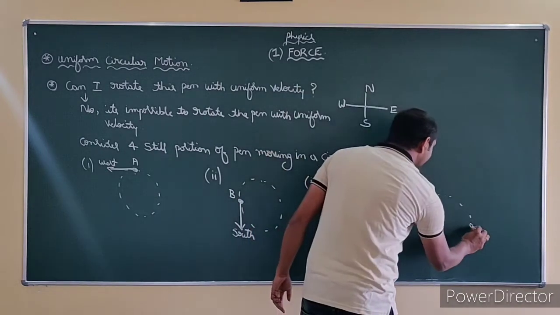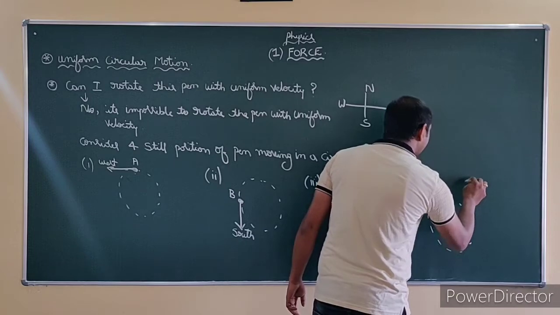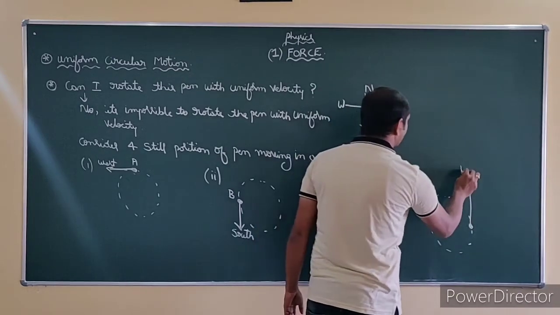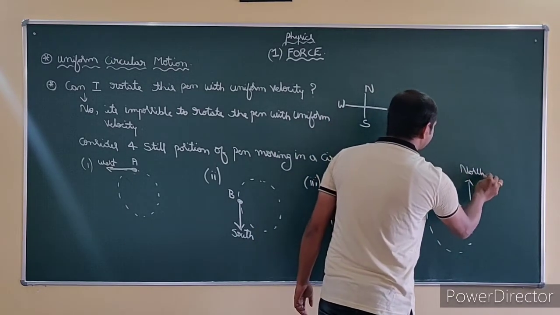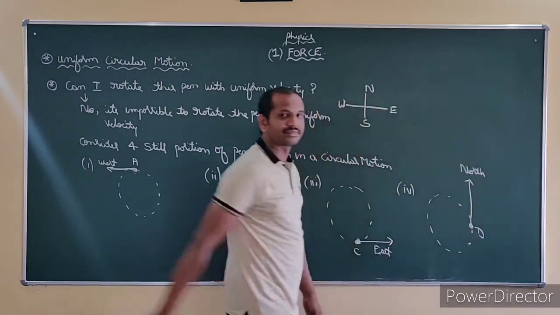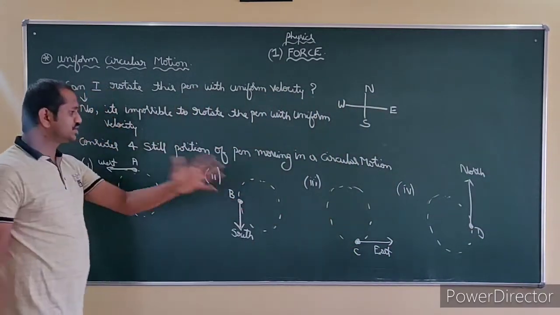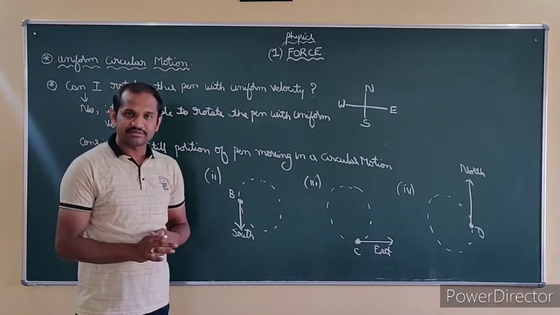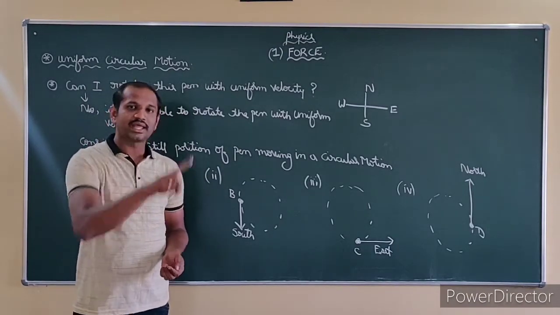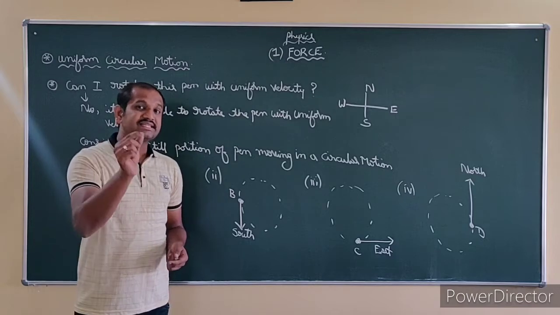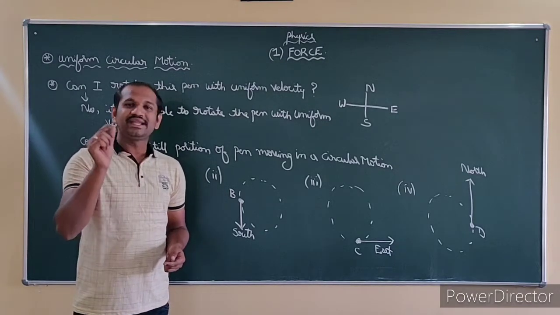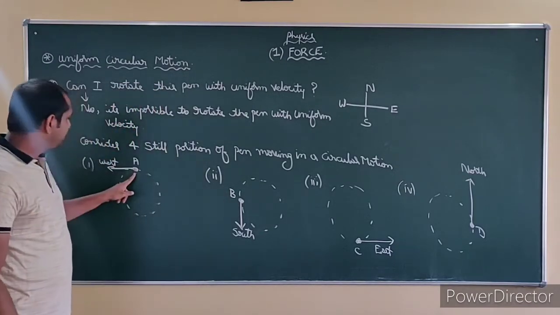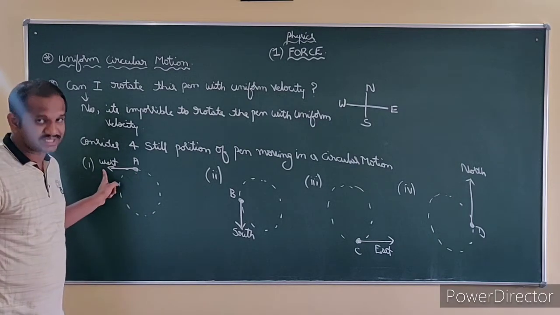So at last I will consider it is here. Now it will be in this direction, that is north. I will consider this position to be D. Based on the three positions, what did we understand in the case of a pen? We understood that when a pen is moving in a circular motion, its direction changes at every instant. Look here, when it was in position A, its direction was west.